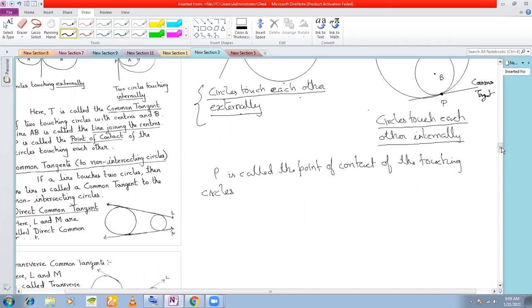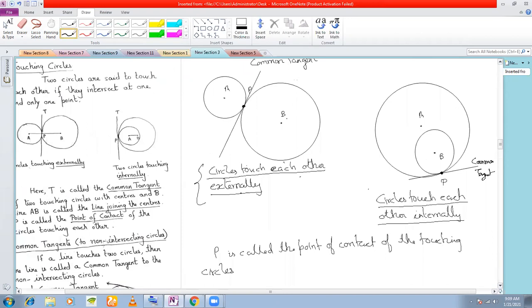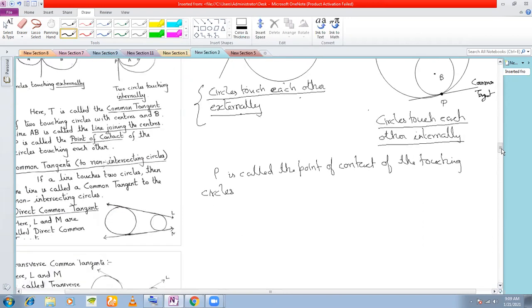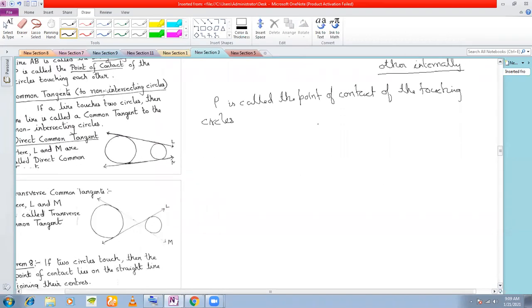Next, we have discussed common tangent of two circles touching each other. But common tangents of two circles that do not touch each other also exist. These will be of two kinds. First is the direct common tangent, and the other will be the transverse common tangent. Okay. So, tangents to circles not touching each other, not intersecting each other or touching each other.